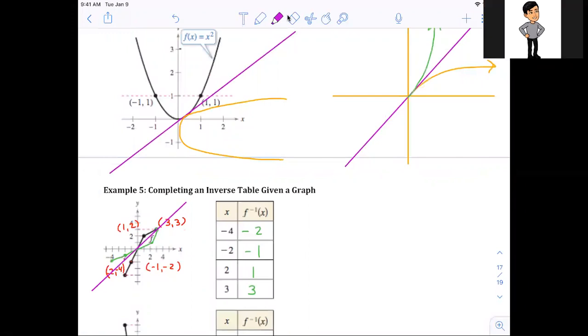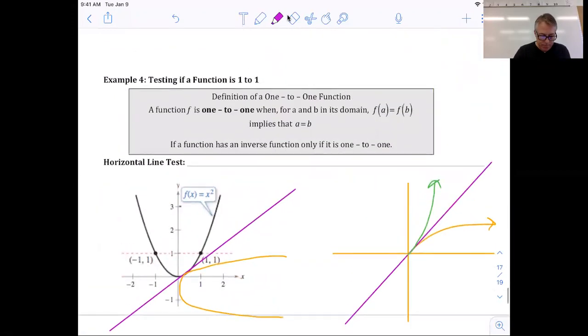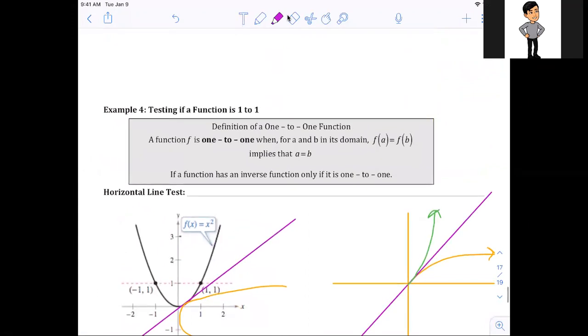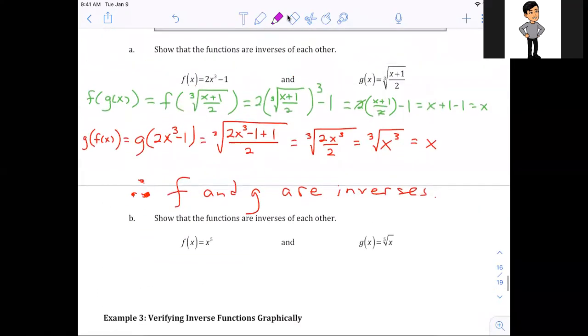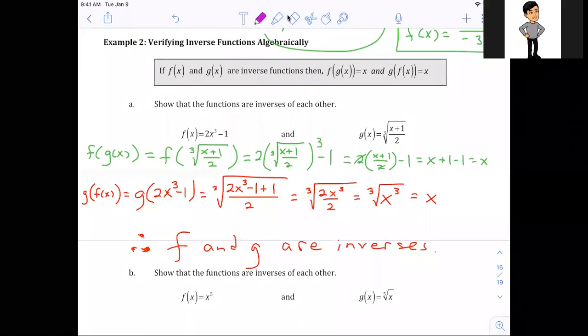I'm kind of confused on the f and the g example you did. Say that again, please. Which part? f of x and then g of x. Show the functions are inverses of each other. Yeah, here to show they're inverses. Yeah, could you explain what you did real quick? I was kind of confused on the second part.